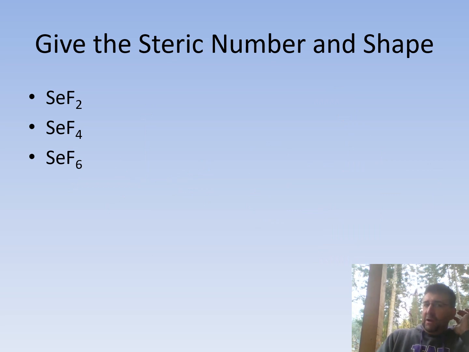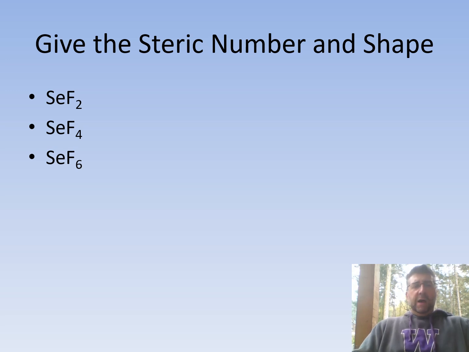All right, let's see if you can do SF2, SF4, and SF6. So pause the video and see what you come up with. All right, welcome back. Let's see what you got. So selenium has 2 lone pairs and can make 2 bonds. So because of that, you're going to have steric number 4, 2 lone pairs, 2 bonds. 2 of them are lone pairs, so that's going to result in a bent molecule that looks an awful lot like water does. Oh, H2O, SeF2, same exact shape.